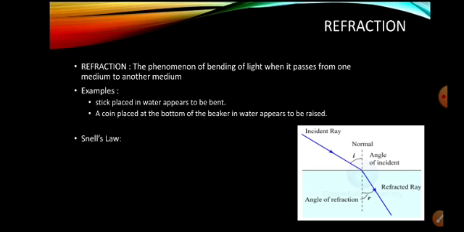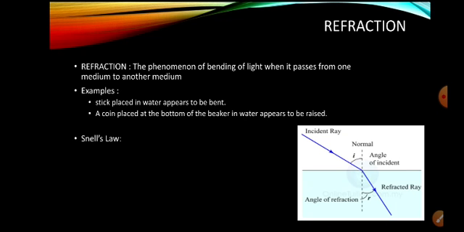Here you observe, you put a stick in a bucket of water, then the stick appears to be bent at the surface of water and air. In the same way, you drop a 2 rupee coin or 5 rupee coin, any coin, in a bucket of water. When the coin reaches the bottom of the bucket, you can see the coin placed at the bottom appears to be raised. These are examples of the refraction process.